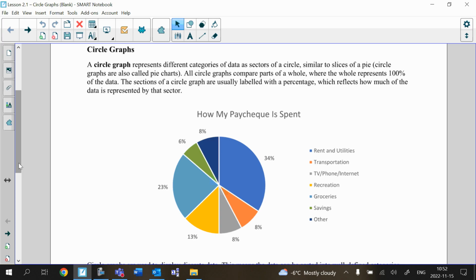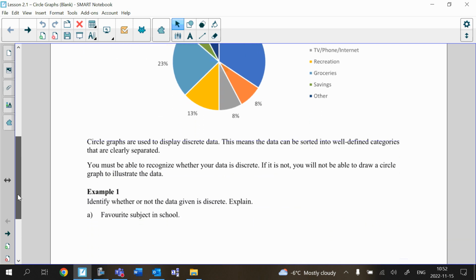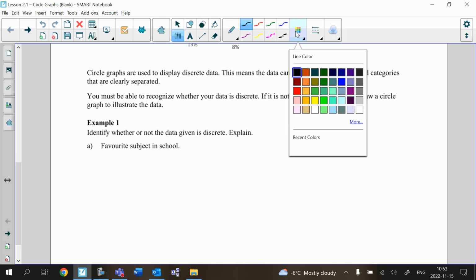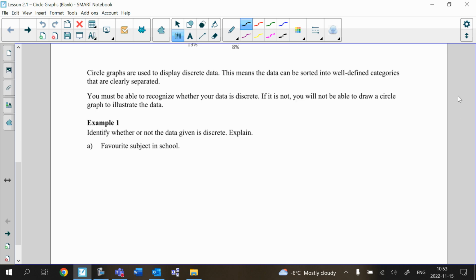And that's actually one of the disadvantages of circle graphs, that they always have to add up to 100%. Well, what if we want to present information that doesn't add up to 100%? Well, we have different graphs to do that. So circle graphs display something called discrete data. And I would like you to know the difference between what is discrete data and what is non-discrete data.